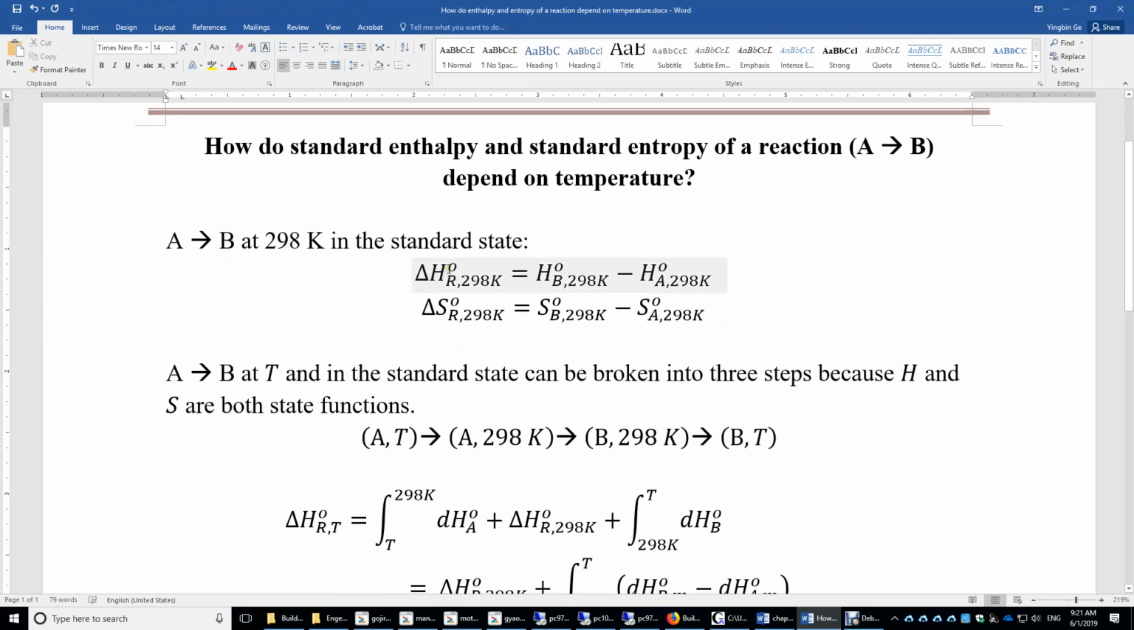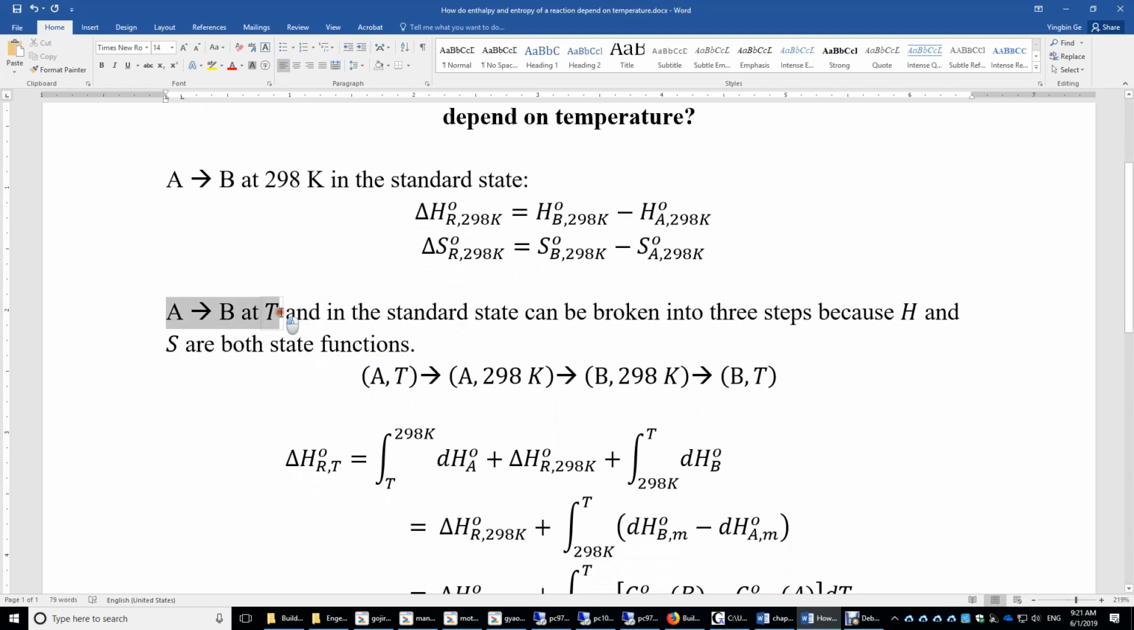So what if we need the values of the standard enthalpy of the reaction and the standard entropy of the reaction at a different temperature? Well, at a different temperature, we can still manage to compute this enthalpy of reaction and entropy of reaction in the standard state by breaking this reaction into 3 steps. In the first step, we change the temperature of A from T to room temperature. In the second step, we allow the reaction to proceed at room temperature. In the third step, we change the temperature of B from room temperature to the target temperature T.